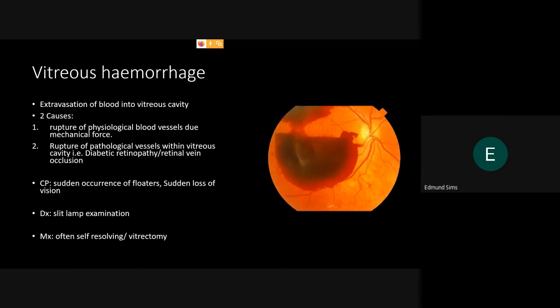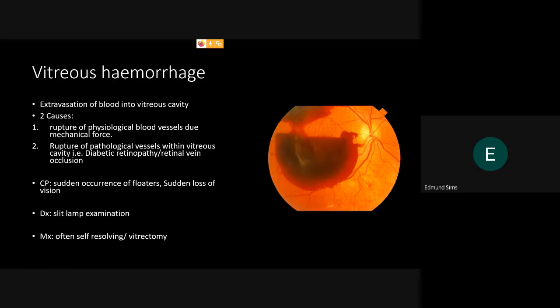And then a vitreous hemorrhage. You'll be pleased to know this is the penultimate slide before a quiz. So it's literally blood in the vitreous cavity, and there are two causes. So you can get trauma causing tearing of blood vessels and that leaking in, or you can get pathological blood vessels within the vitreous cavity. So you tend not to get blood vessels within the vitreous itself.